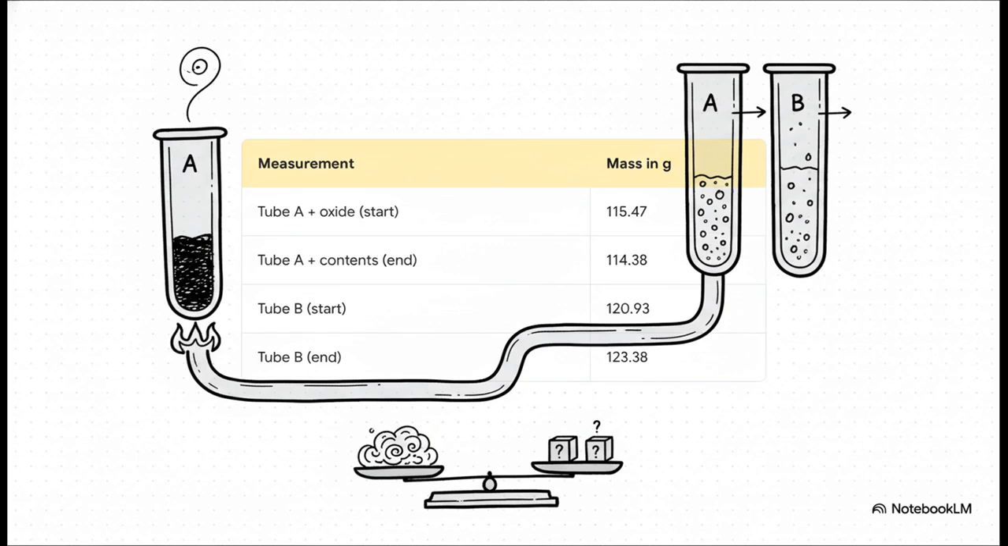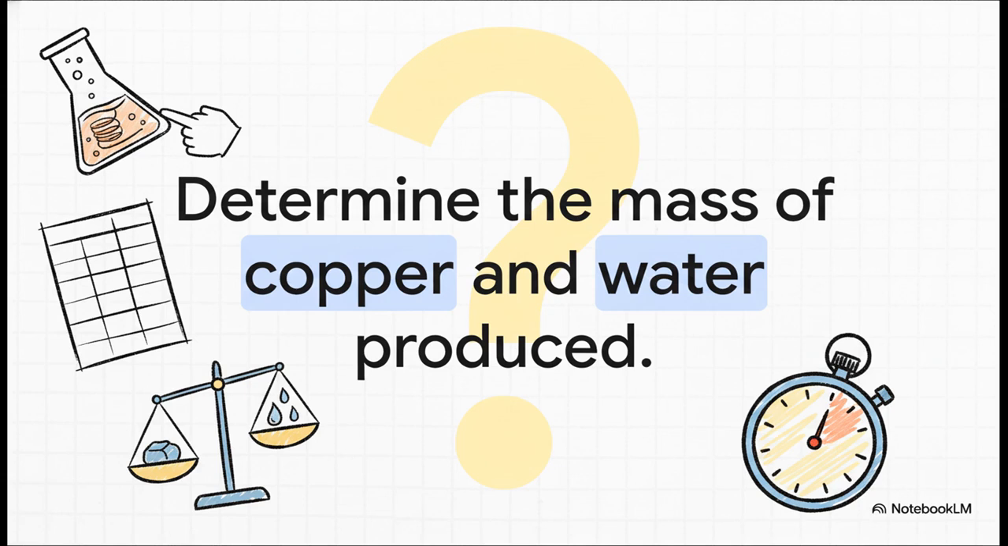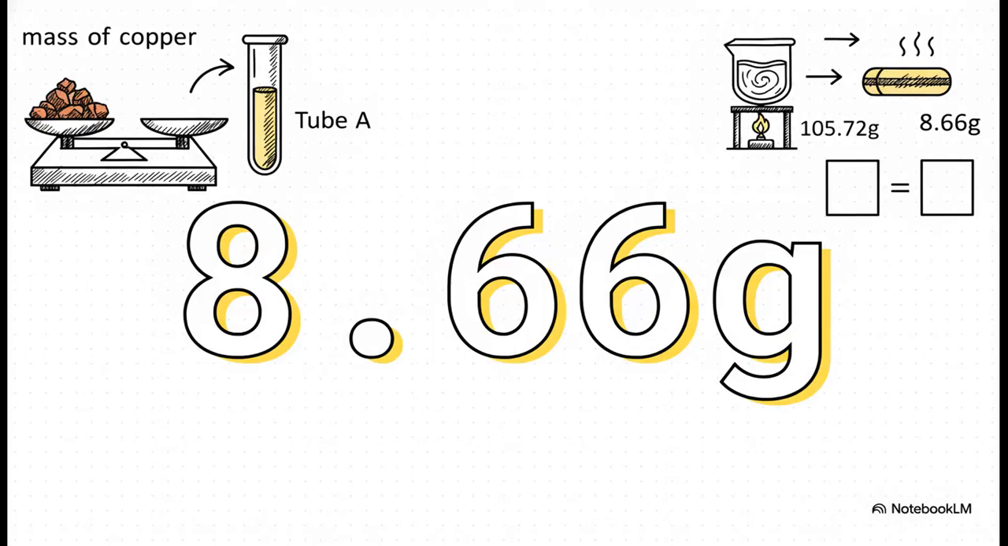And our job is to use these starting and ending masses to figure out how much copper and how much water were produced. The question itself is super straightforward. All it's asking is, determine the mass of copper and the mass of water. That's it. This is purely a test of whether you can read a table and do some simple subtraction. Unfortunately, the data in the table provided in the prompt is incomplete to solve the question.